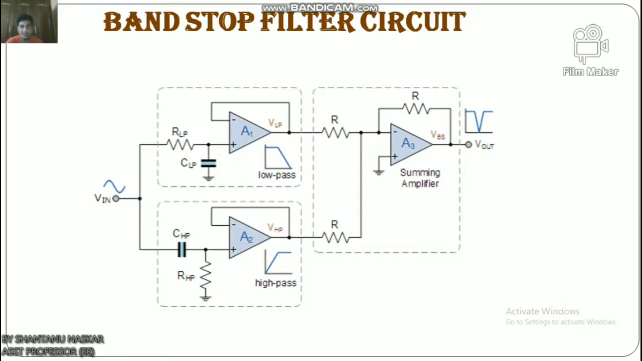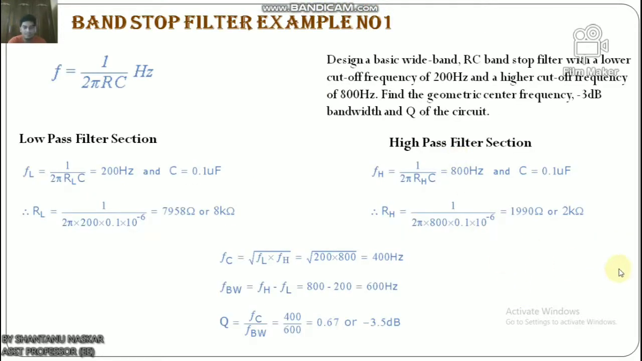Now we understand the principle behind a band stop filter. Let us design one using previous cutoff frequency values. So let's go for an example. In this example, design a basic wideband RC band stop filter with a lower cutoff frequency of 200 Hz and a higher cutoff frequency of 800 Hz. Find the geometric center frequency, -3 dB bandwidth and Q of the circuit.